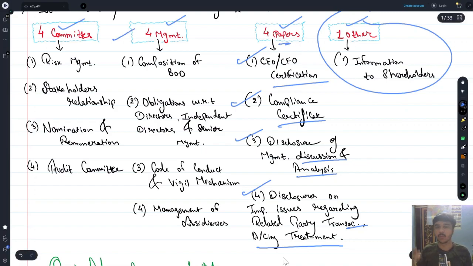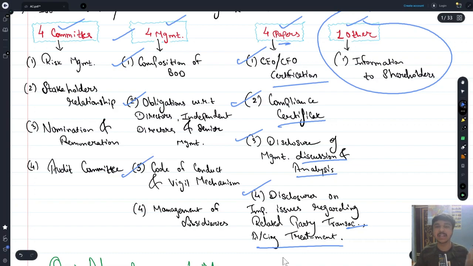Four related to management. What is management related? Four issues that LODR is going to cover. First is the composition of the board of directors. Basic thing. Management is what? It is board of directors. So the first thing is composition. Second thing, obligation with respect to directors, independent directors and senior management. Obviously, if there's a board, they have certain obligations.